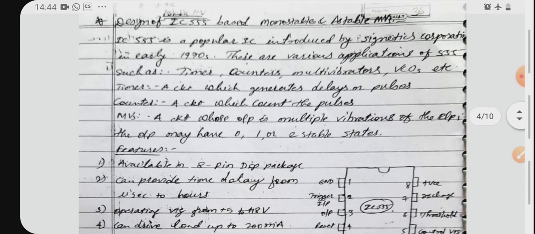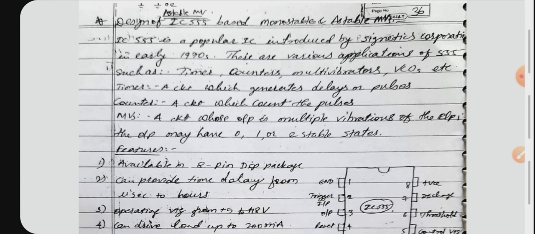Okay, so we should know the pin configuration of IC555 and features of IC555. IC555 is a very popular IC introduced by Signetics Corporation in the 1970s. Various applications are there like timer, counter, multivibrators, voltage control, oscillators, etc. Timer is a circuit which generates delays or pulses, whereas counter is the circuit which counts the pulses, and multivibrator is the circuit whose output is multiple vibrations of the input, and the output may be 0, 1 or 2 depending on astable, monostable or bistable operations.